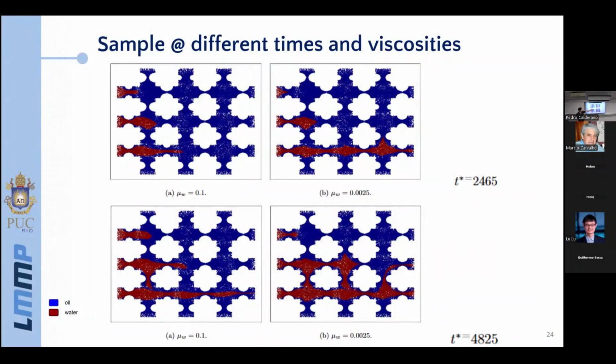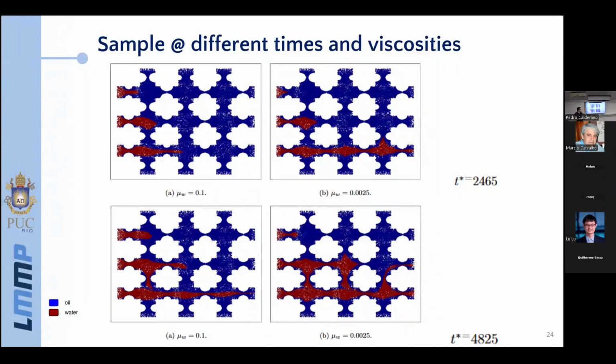On the top row, I have the non-dimensional time of 2,465, and in the bottom row, I have the non-dimensional time of 4,825. Well, in panel B, I'm showing when the invading fluid of the lower viscosity case percolates the geometry. So the invasion is already breaking through the geometry.